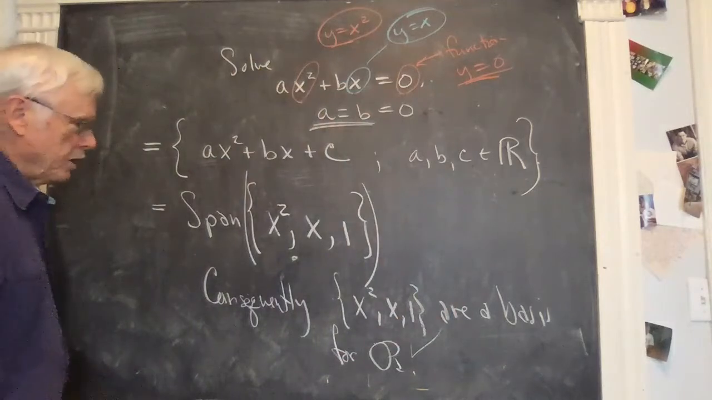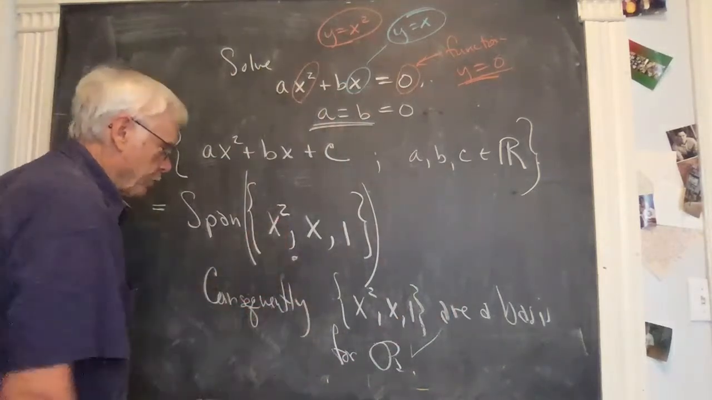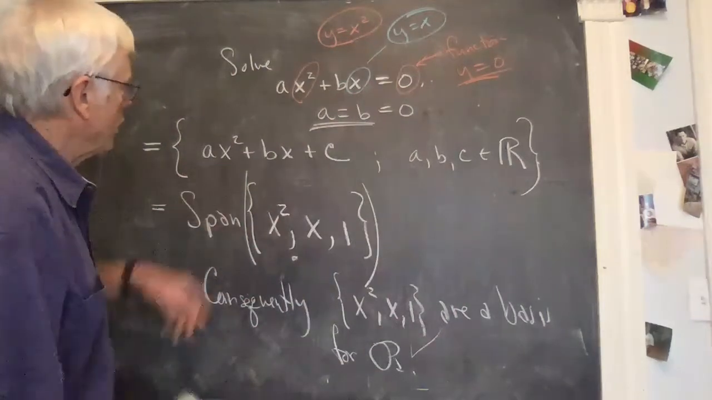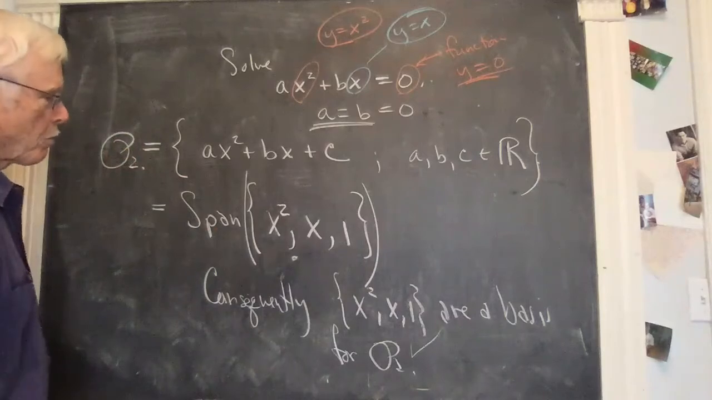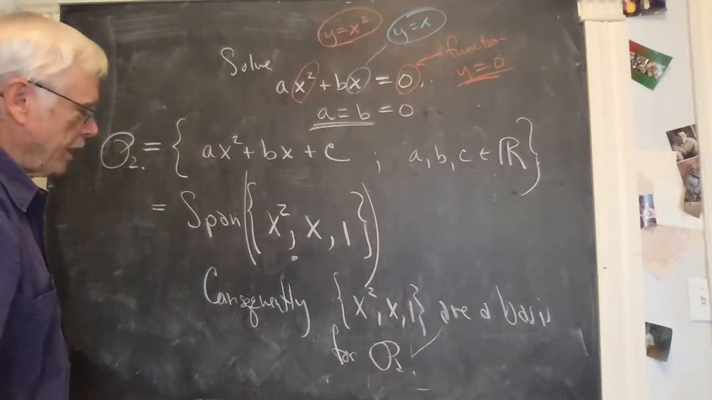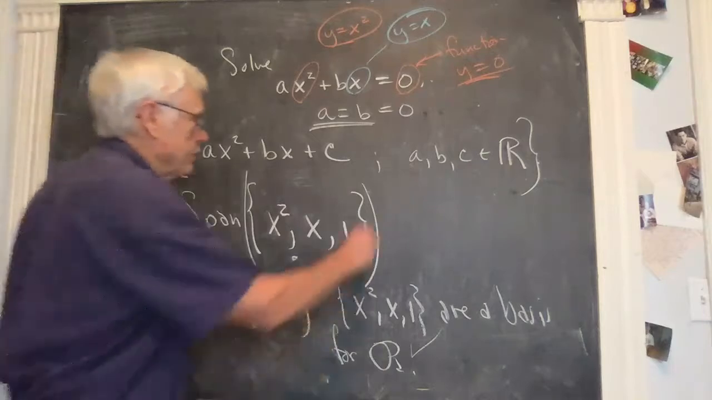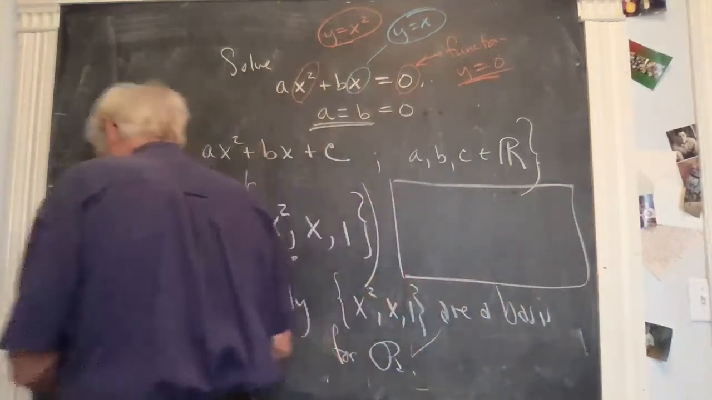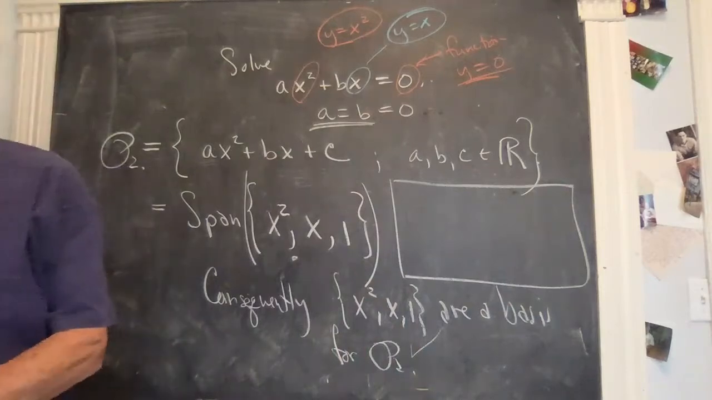So these, as Ohm points out, are a basis for P2 now, because they are linearly independent and they span P2. This is called a general vector space. And what is the dimension of this vector space? What is the dimension of this particular vector space?